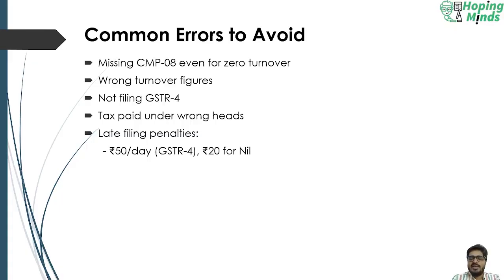Then late filing penalties. There is a late filing penalty for GSTR-4 and CMP-08. So 50 rupees per day is for GSTR-4 and 20 rupees for nil return. That is if there is no turnover.